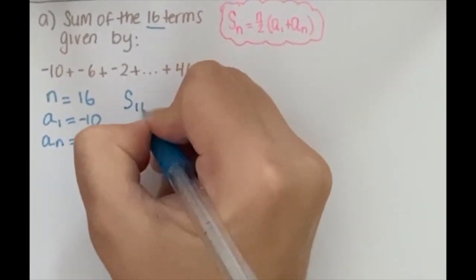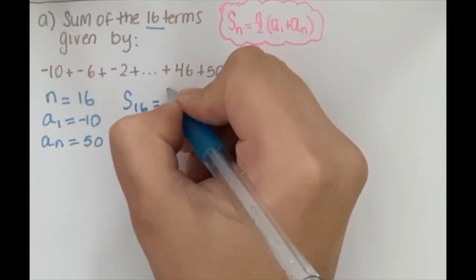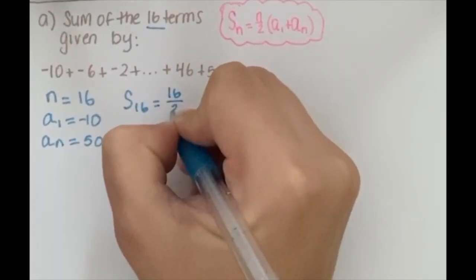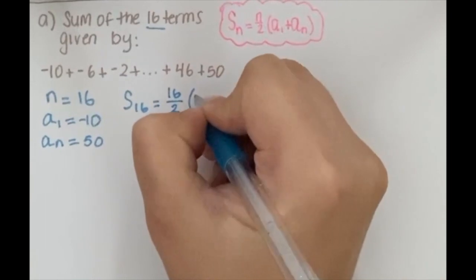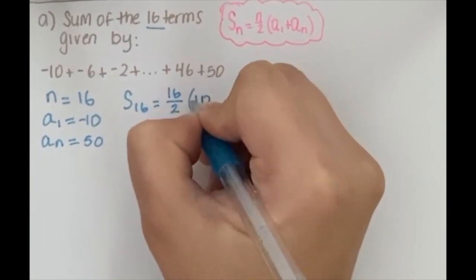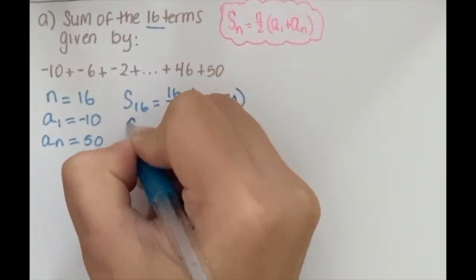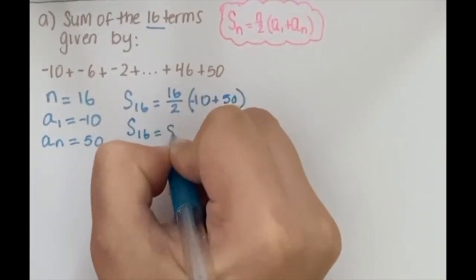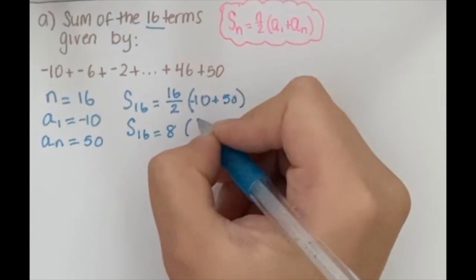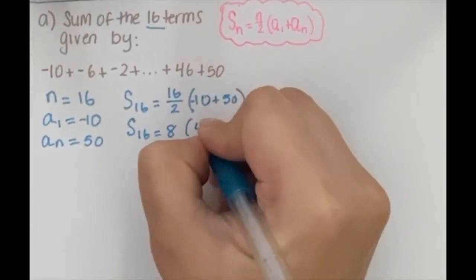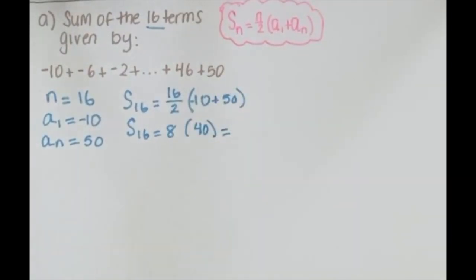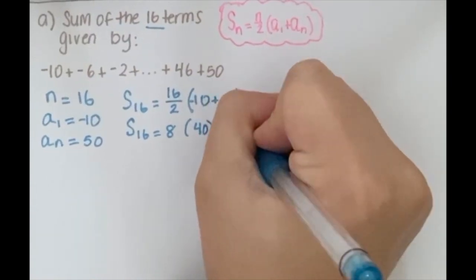The sum of those 16 terms is 16 terms divided by 2 times the first term, -10, plus the last term, 50. So the sum of the 16 terms is 8 times 40, which gives 320.